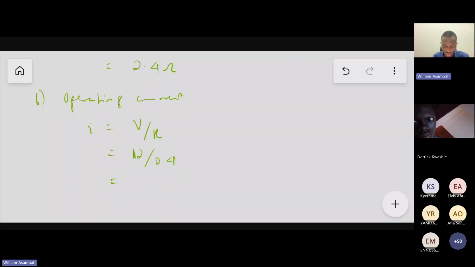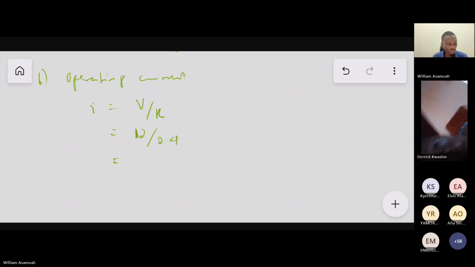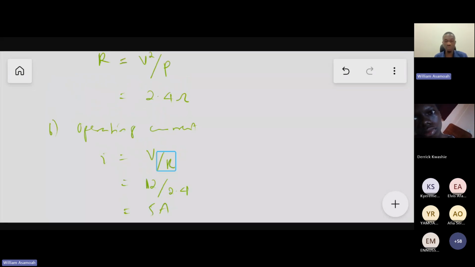Now I'm confused. So what did you get for I? 12 over 2.4 gives you what? 5 amperes. 60 over 12 should also give you 5 amperes. Yes, so that's also correct.